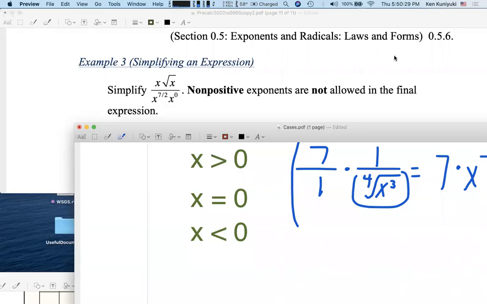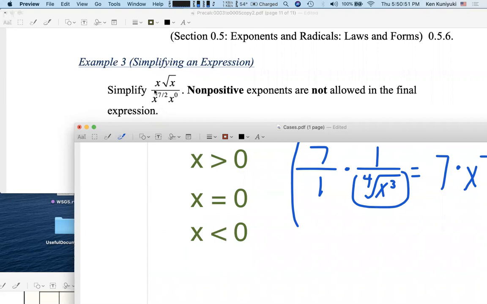Hi everyone, let's do a second simplifying problem. Let's simplify this expression in x. Now, if I were to ask you right now, what is the value of this when x equals 3? You might be going, are you punking me? Are you kidding me? No, simplify the expression and you can do it quickly. All right, again, non-positive exponents are not allowed in the final expression.